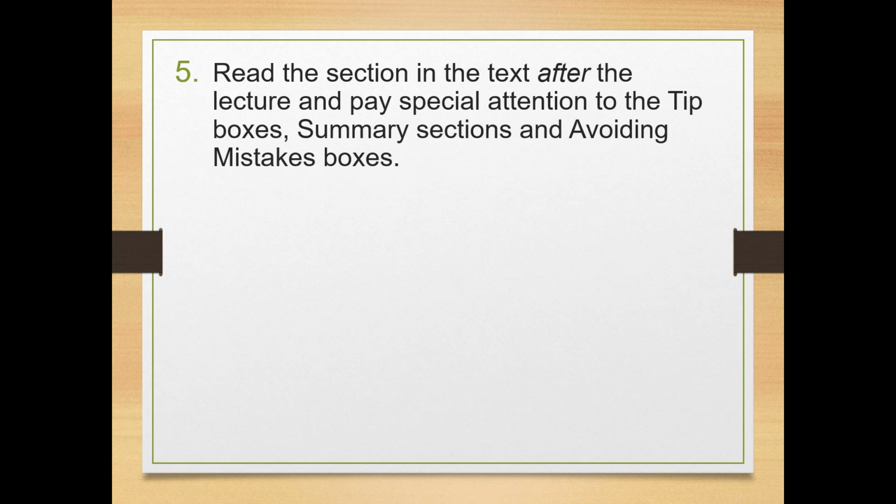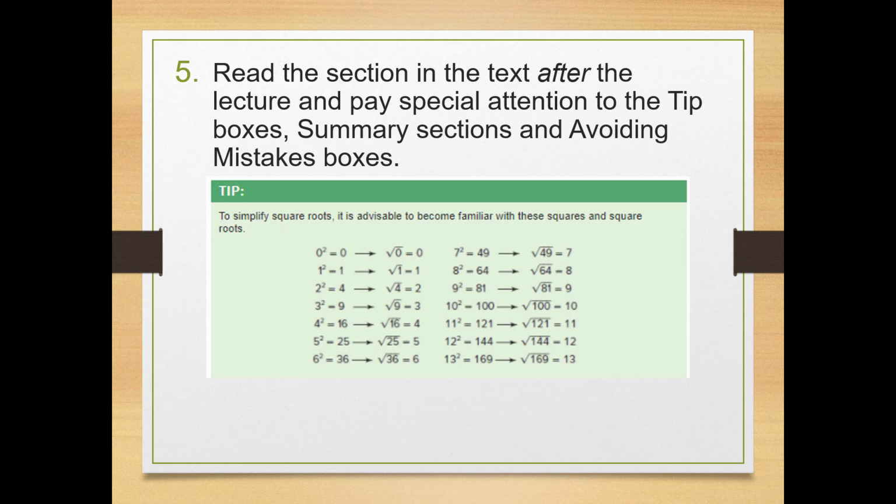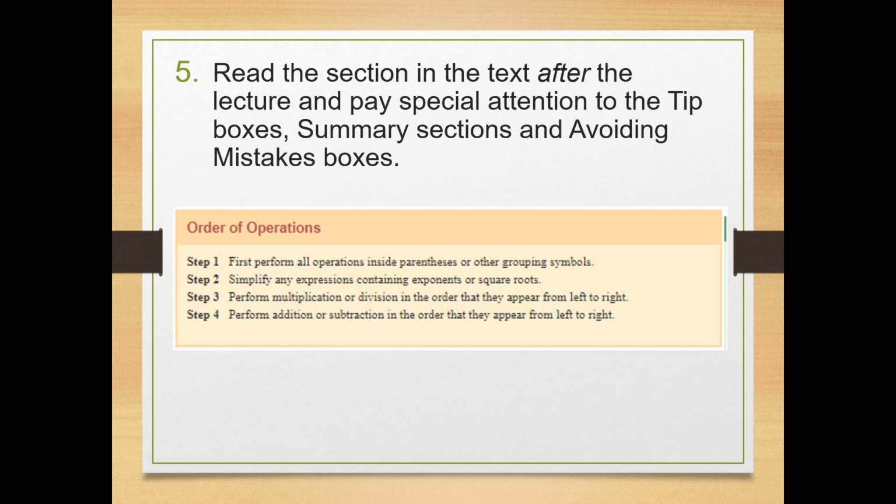So after class, read it again and pay special attention to the tip boxes, the summary section, and avoiding mistakes. The tip boxes are like this. This is in our first unit in 1.7. It says to simplify square roots, it's advisable to become familiar with this. So that's a tip, those are things you should probably look at and pay attention to. You may want to copy those down or put a sticky note in your book so that you go back and look at it if you aren't familiar with those things, if you aren't used to those things.